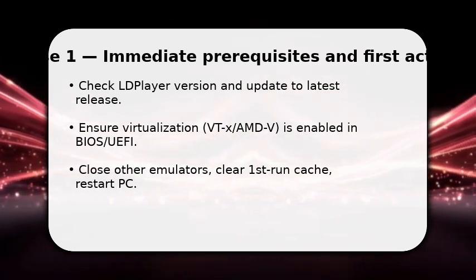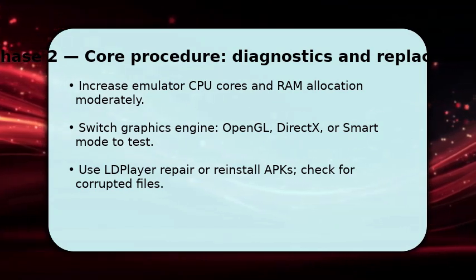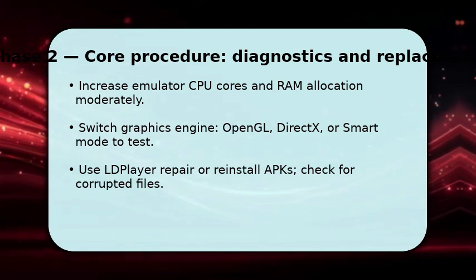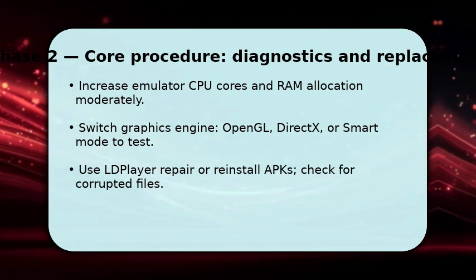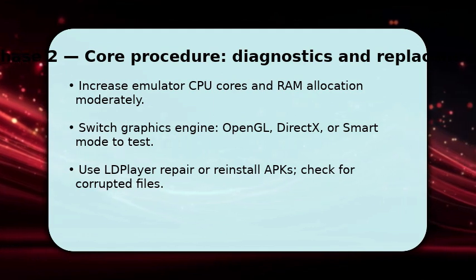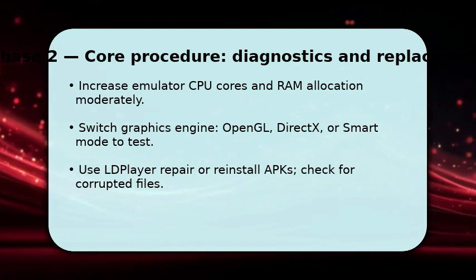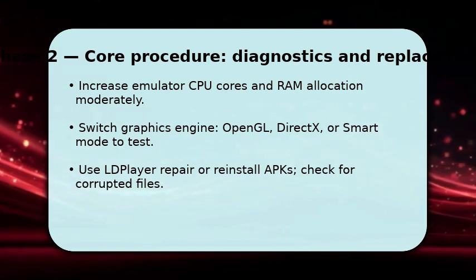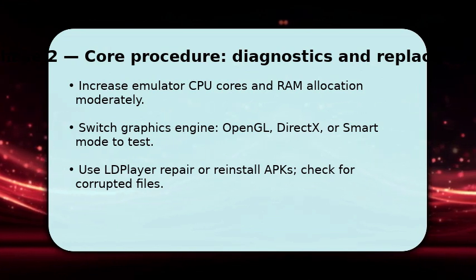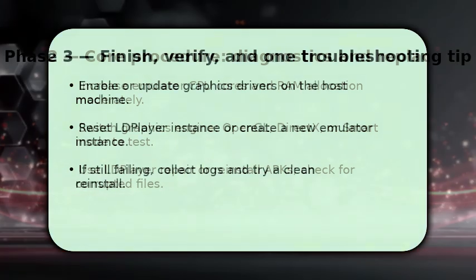Now you tackle configuration and corrupted components. Increase CPU cores and RAM gently. Too much can cause host instability. Aim for balanced allocation relative to your system. Then switch the graphics engine between OpenGL and DirectX, or use Smart Mode, because rendering mismatches often freeze the system UI. If the problem persists, run LDPlayer's repair tool or reinstall affected APKs to replace corrupted files. Make sure to reboot LDPlayer after each change.